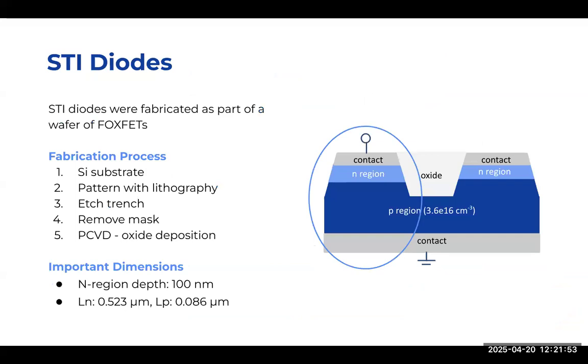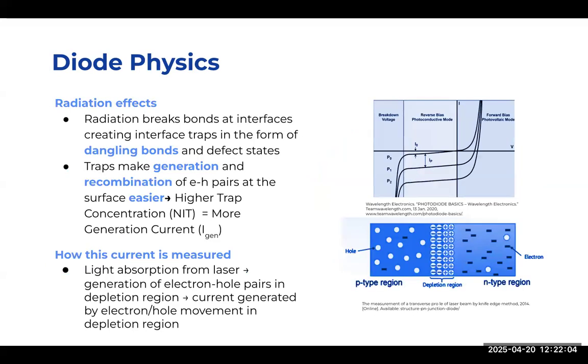STI diodes were fabricated on a FOXFET wafer using lithography, trench etching, mask removal, and oxide deposition. Radiation creates traps at interfaces, increasing surface recombination and generation current. A laser generates electron hole pairs in the depletion region, and the resulting current is measured as these charges move.